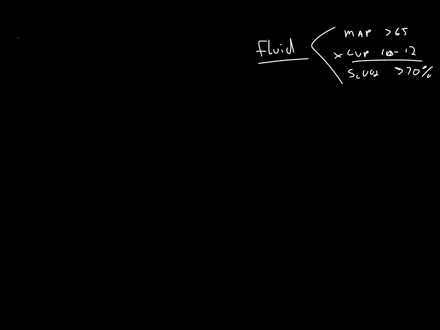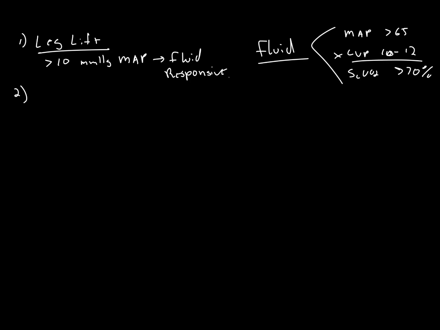So here are two other ways to assess your fluid status. They're pretty simple. One you can do is called the leg lift, which I don't see people do very often, but it works. And so if you lift the patient's legs higher than their head, right? So you have gravity, give them a bolus of fluid basically back from their lower body, and you have a greater than 10 millimeter of mercury increase in their MAP, that means they're fluid responsive, which means that you give more fluid.